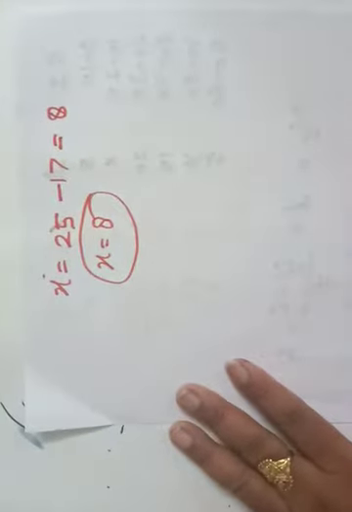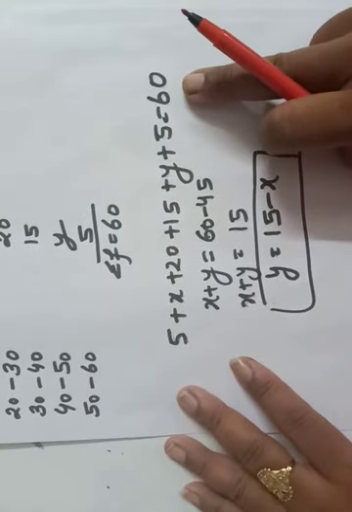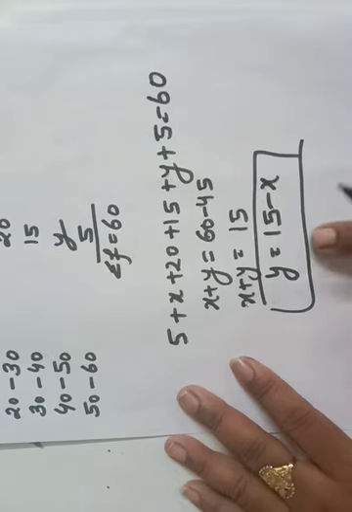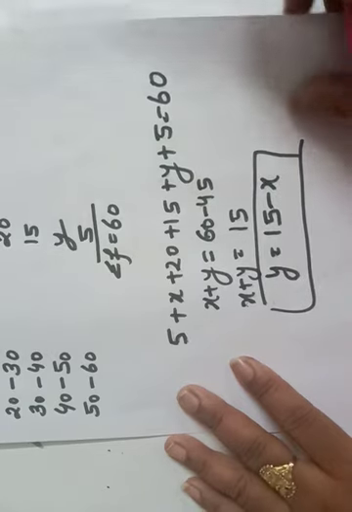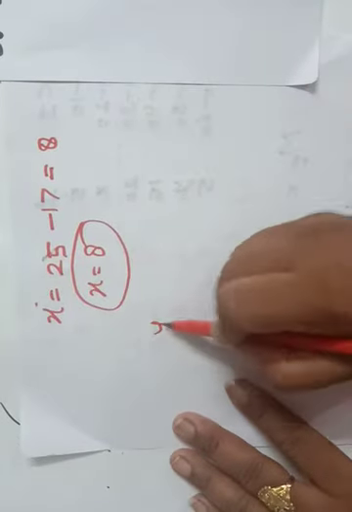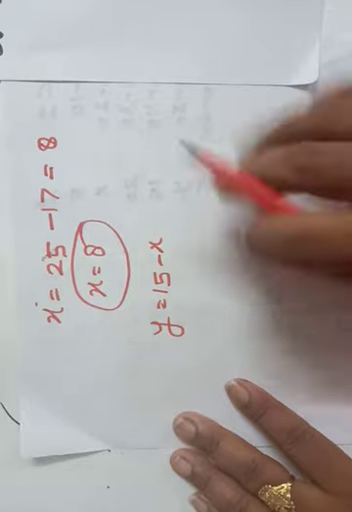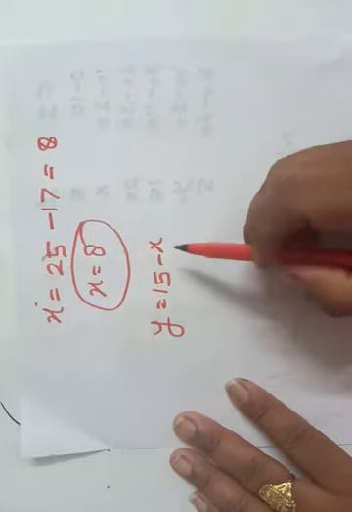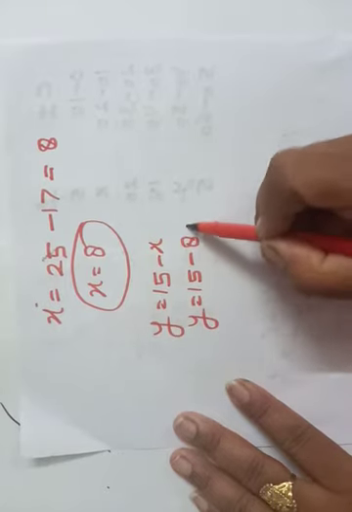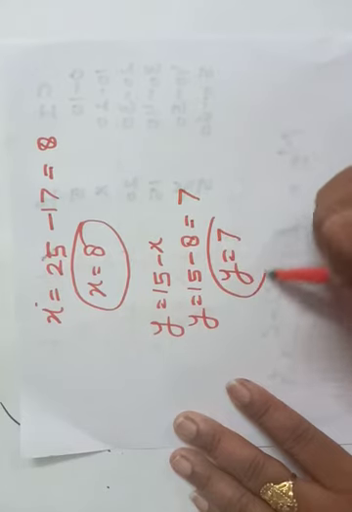Now we have already, by adding the frequencies to equate with the sum of the frequencies, got the relation that y is equal to 15 minus x. So let's use this relation. Yes, so y is equal to 15 minus x, the relation that we have already got. Now we will put the value of 8 here. So y is equal to 15 minus 8, that is equal to 7. So we have got the value of y, that is 7.